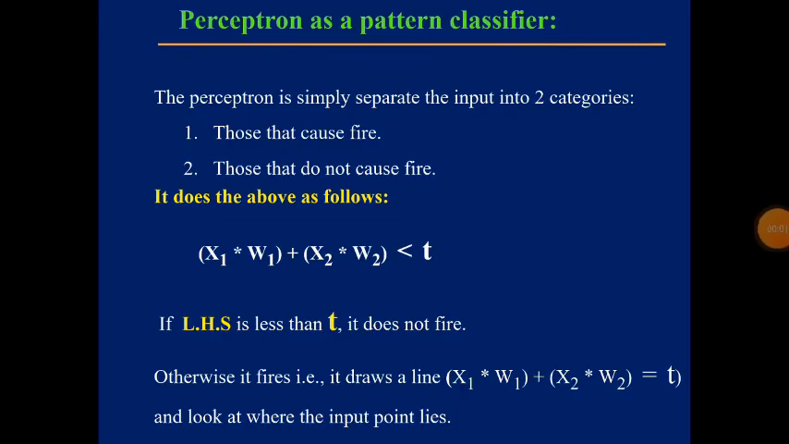Hi everyone. In this session, we will discuss the perceptron as a pattern classifier. Here, the perceptron will simply separate the input into two categories: those that cause fire and those that do not cause fire. Okay, the perceptron will simply separate the input into two categories: the neurons that cause fire and those that do not cause fire.